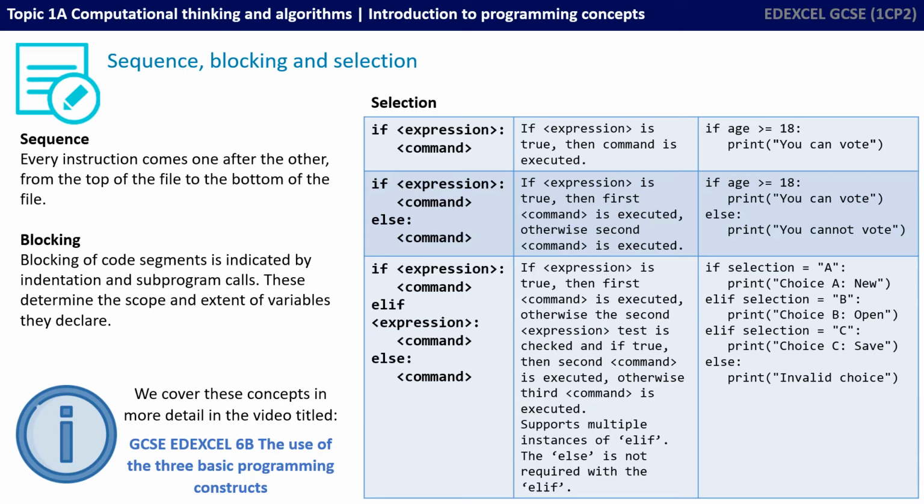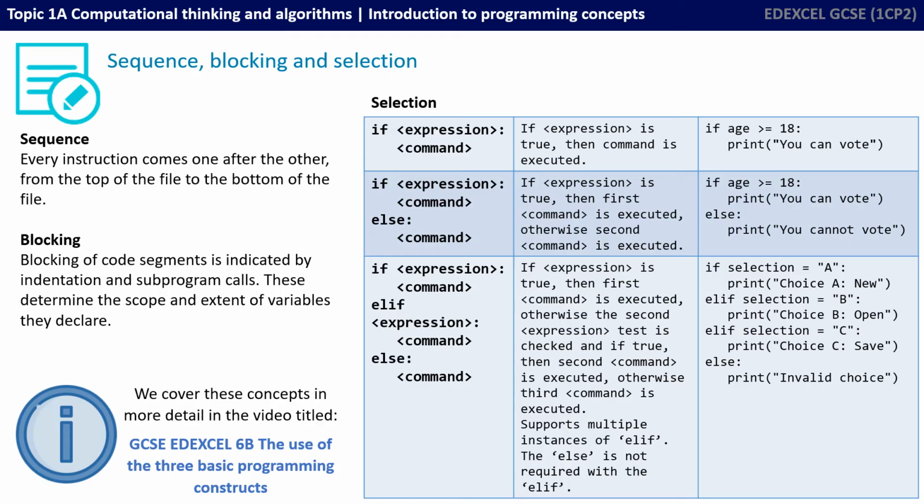We can build on this with if else. So if we look at the code on the right, we say if age is greater than 18, then print you can vote. Otherwise, or else, print you can't vote. Your code is branching based on a choice.